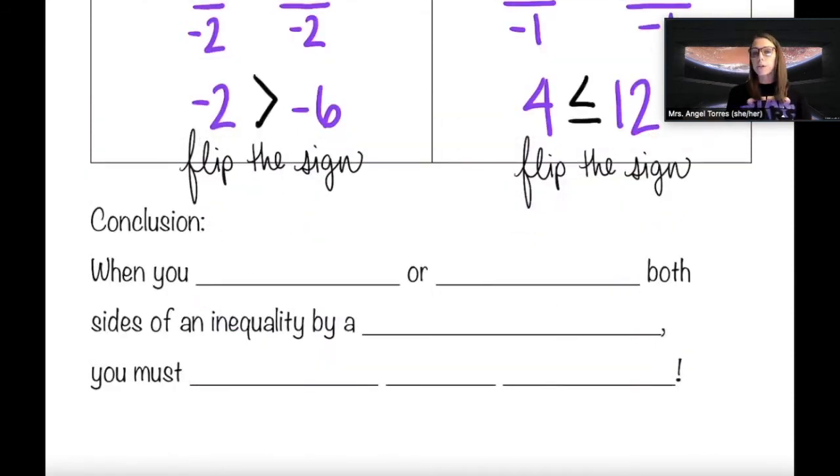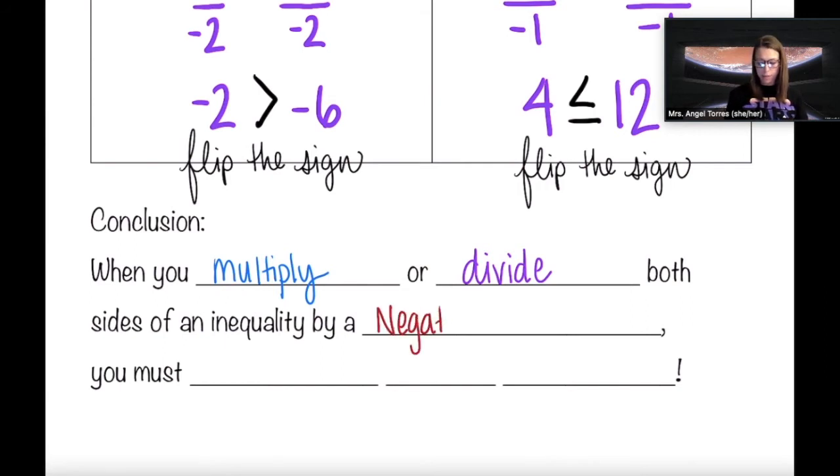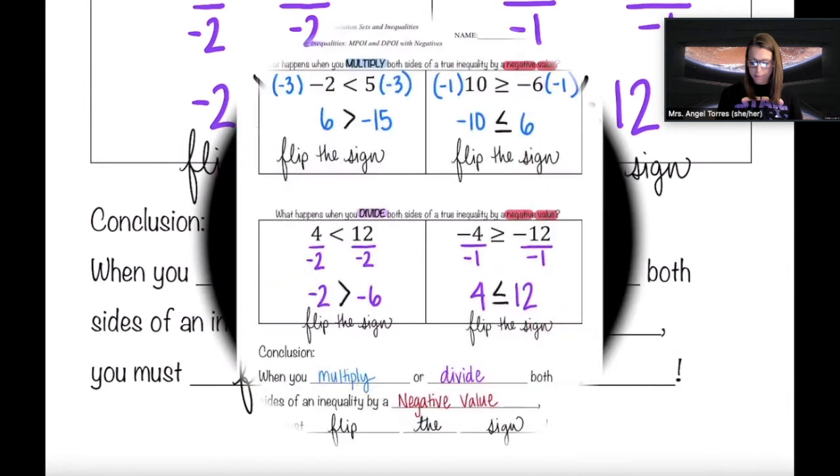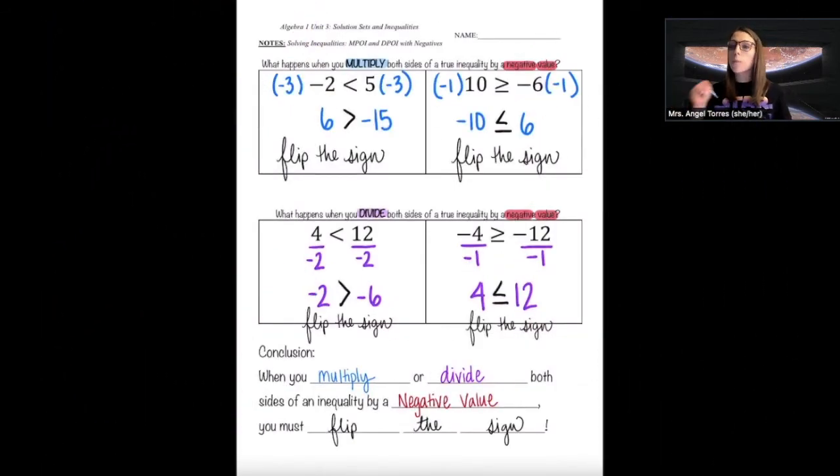So let's make a conclusion here. We've now shown that when you multiply or divide both sides of an inequality by a negative value, you must flip the sign. So now we can see what this looks like when we're actually solving some inequalities in today's example.